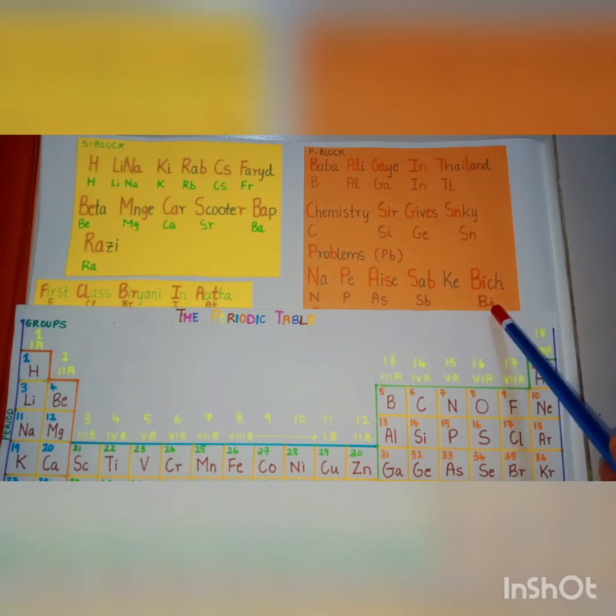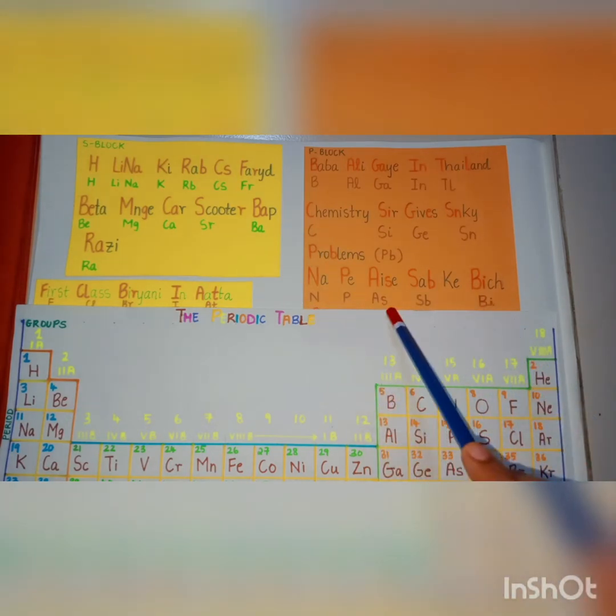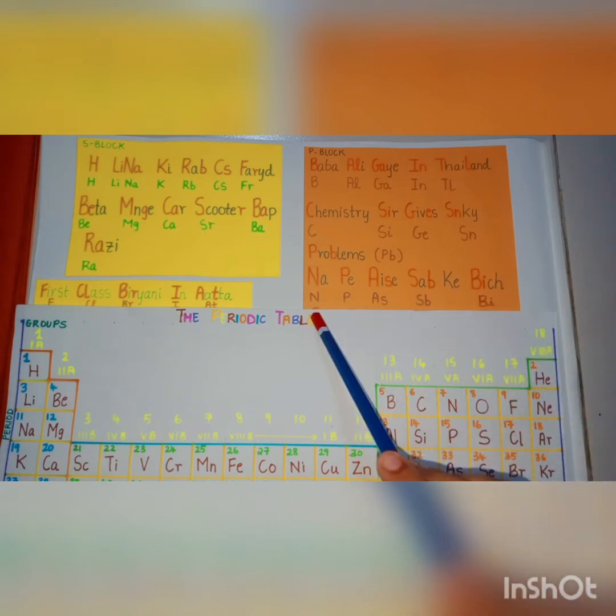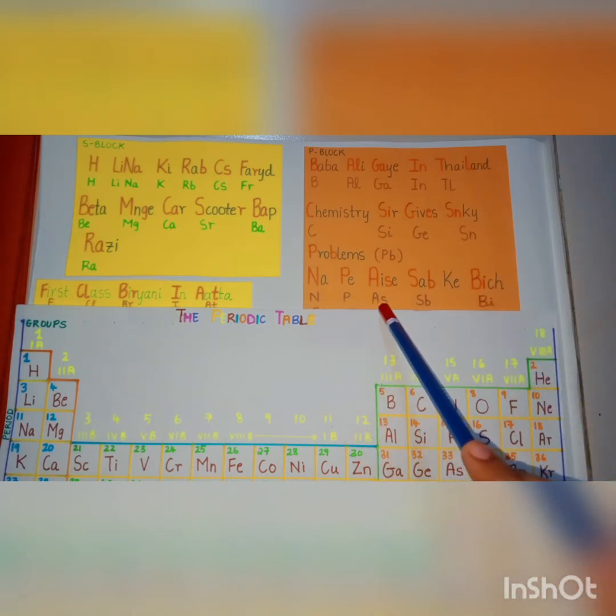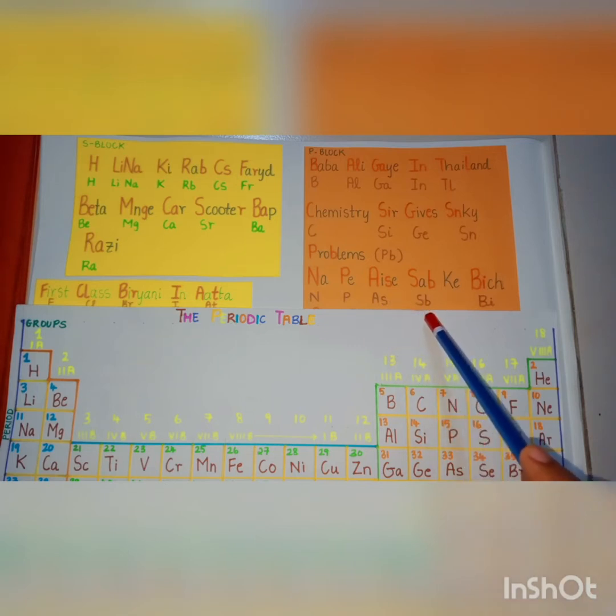Let us recall the trick. It was "Na Pe Sa Sub Ke Beach". Na for nitrogen, Pe for phosphorus, Sa for arsenic, Sub for antimony, and Beach for bismuth.